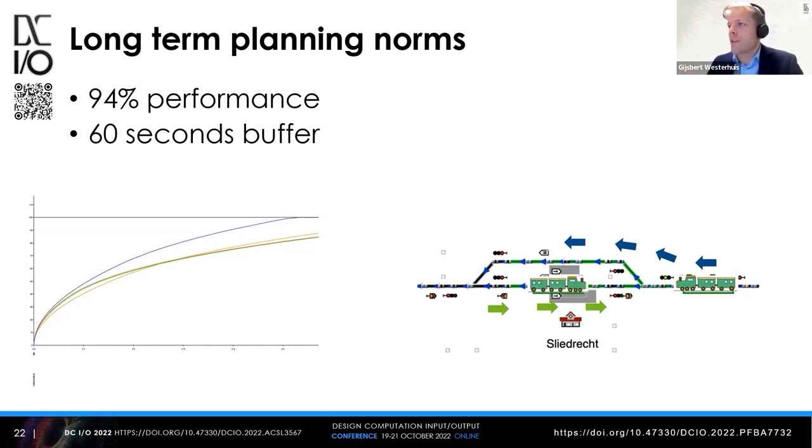Currently we have just agreed upon that every train runs on 94% of its performance. In real life it can drive 100% of performance, of course. But together, the Dutch infrastructure manager and operators, we have agreed upon 94% and 60 seconds of buffer. So for example, you have here 2 trains. The right train must go to the second platform, and we have 60 seconds of buffer before the other train can depart again. It's currently very simple, but with a mountain of data.